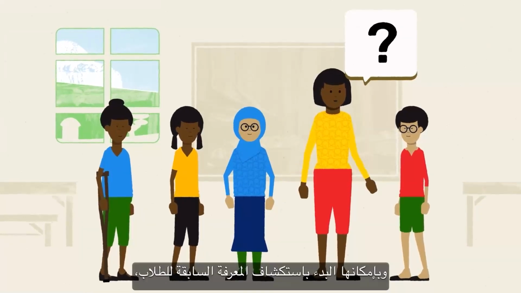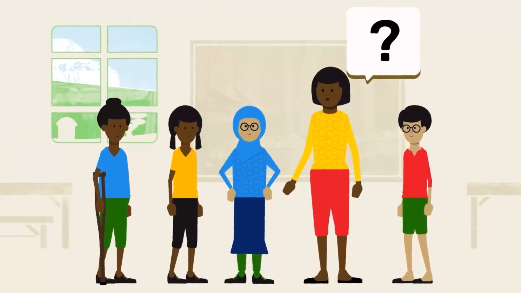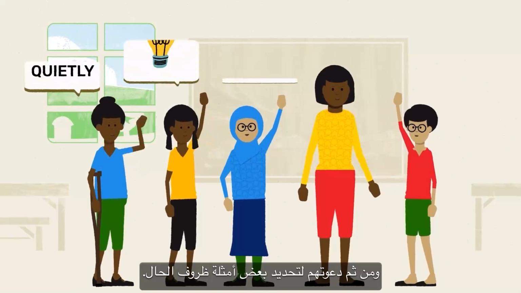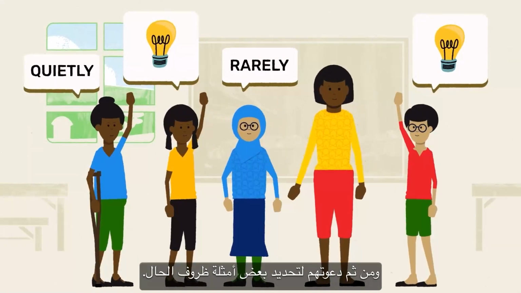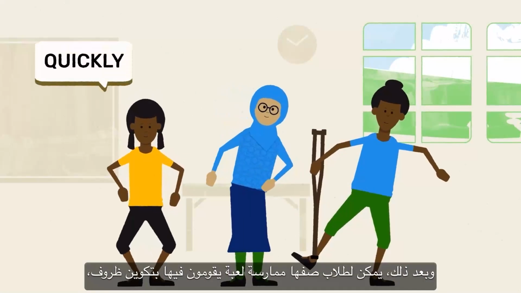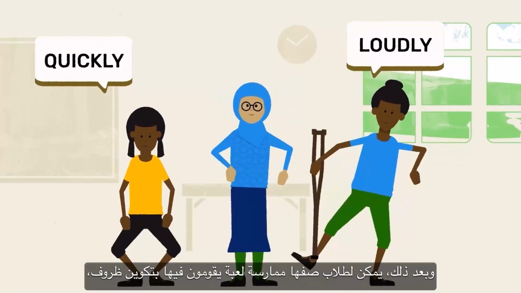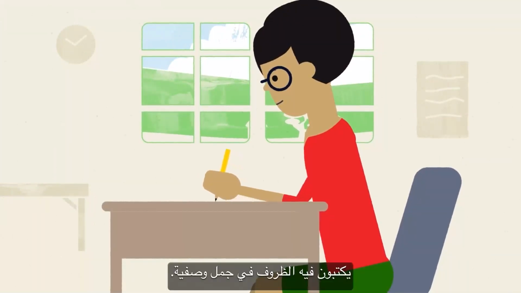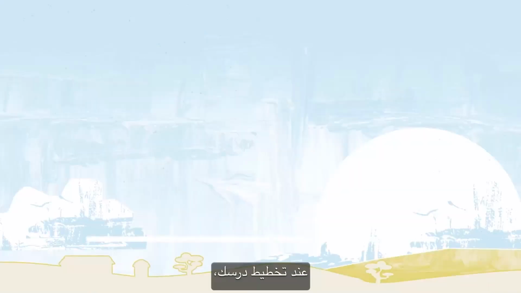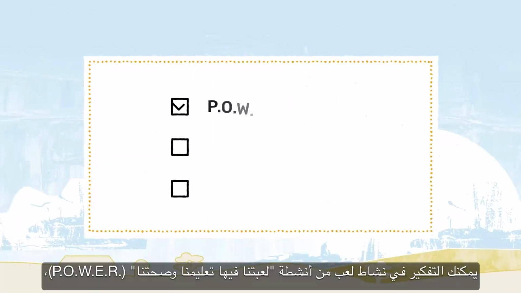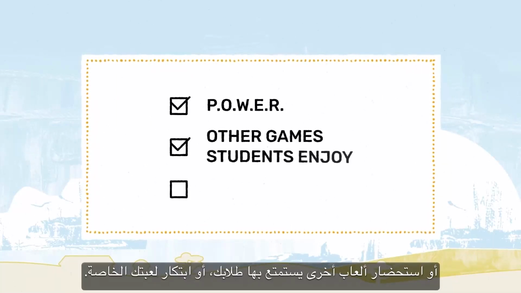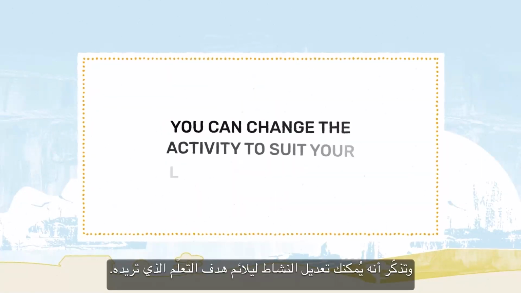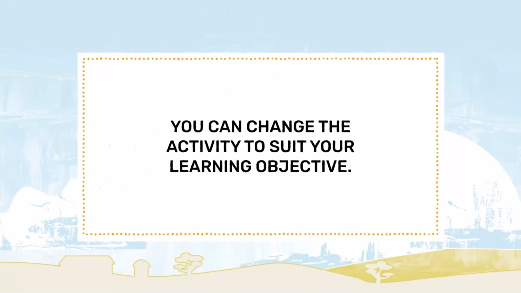She could start by exploring students' previous knowledge, asking them what an adverb is and how it is formed, and then invite them to identify some example adverbs. After, her class could play a game where they form adverbs, followed by a writing activity where they write adverbs in descriptive sentences. When you plan your lesson, you can look at Power, think of other games your students enjoy, or make your own. Remember, you can change the activity to suit your learning objective.